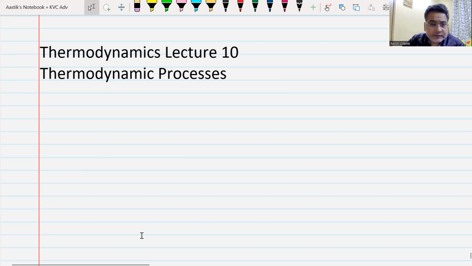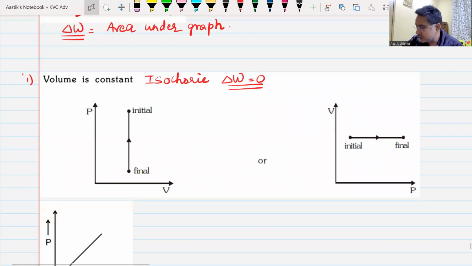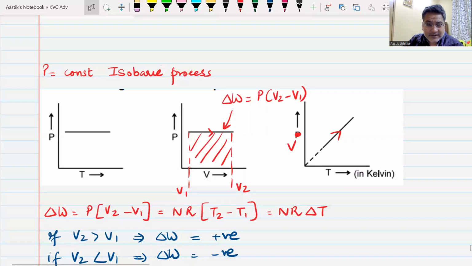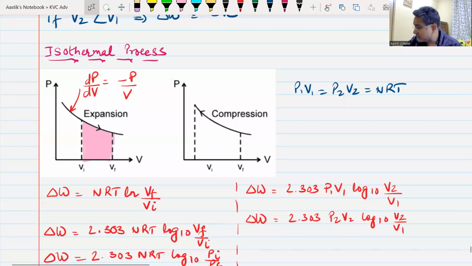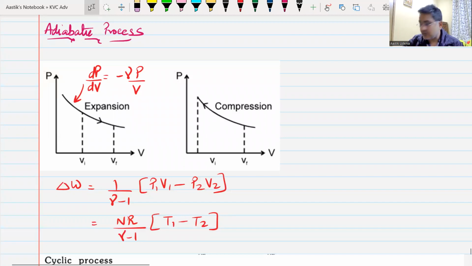Starting from isochoric, work done is 0. Isobaric, P into V2 minus V1. Isothermal, I had given you the formula, and also for an adiabatic process. Have you gone through this formula, everyone?